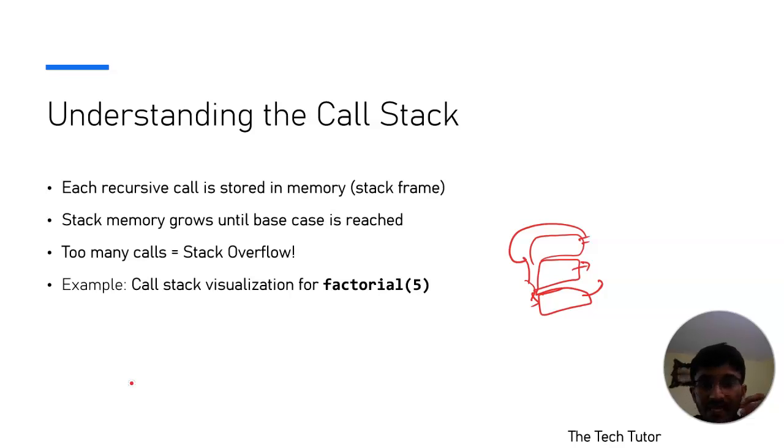Each function call waits for the next one to return before it can complete. This is why recursion can use a lot of memory, guys. And if the recursion depth is too high, we could get a stack overflow error. So when should we use recursion and when should we avoid it?